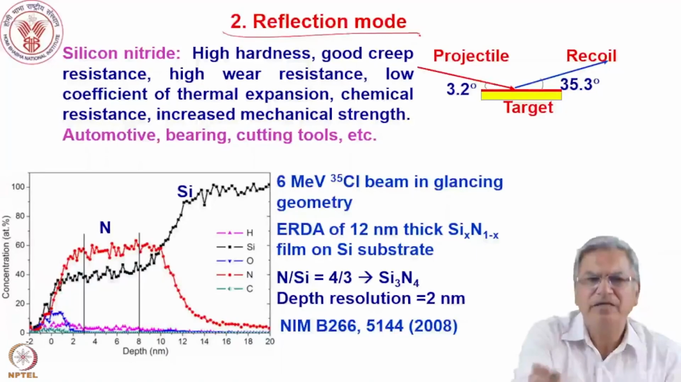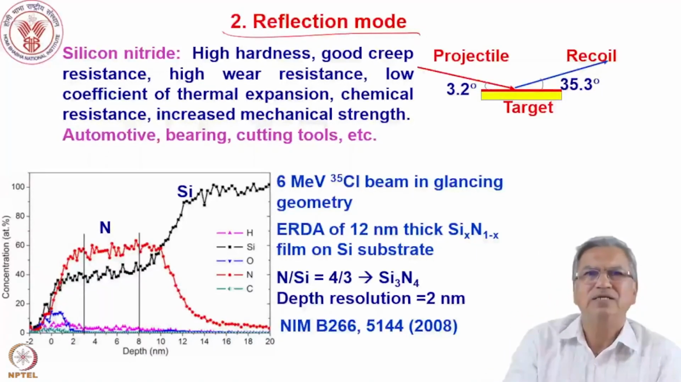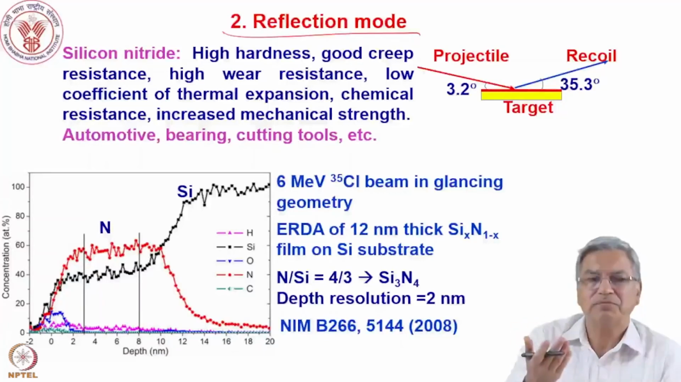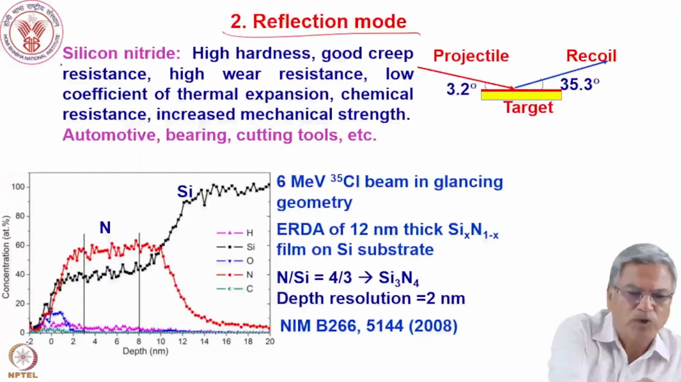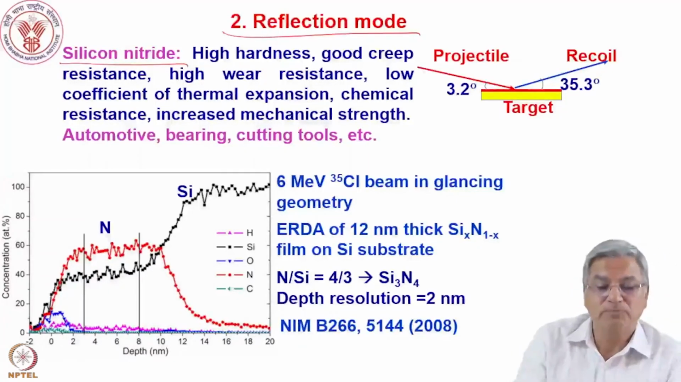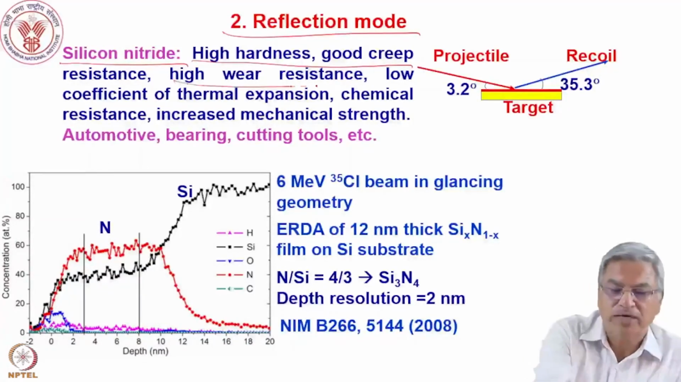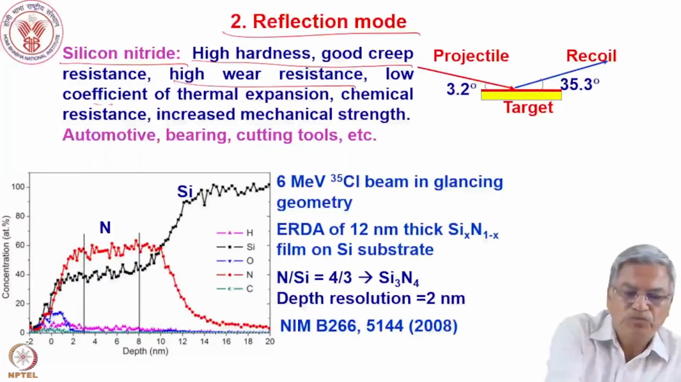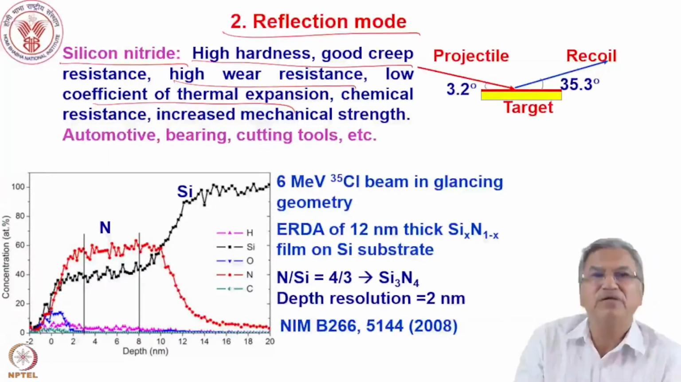Normally ERDA is studied in reflection mode, because you will have a thick target, micron thick, and you would like to know what elements are present as a function of depth. One of the examples I am giving you is silicon nitride. It is a technologically very important material because of its high hardness, good creep resistance, and high wear resistance. It is a hard material with a low coefficient of thermal expansion, chemically resistant, with increased mechanical strength, and finds applications in the automotive industry, bearings, cutting tools, etc.